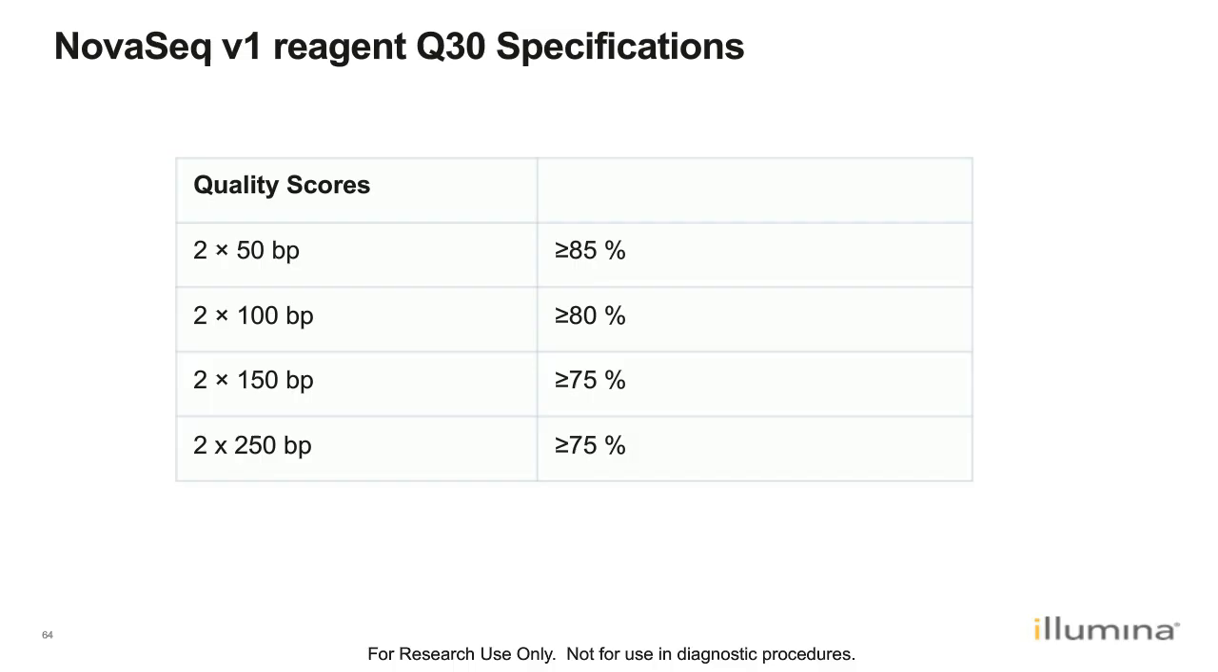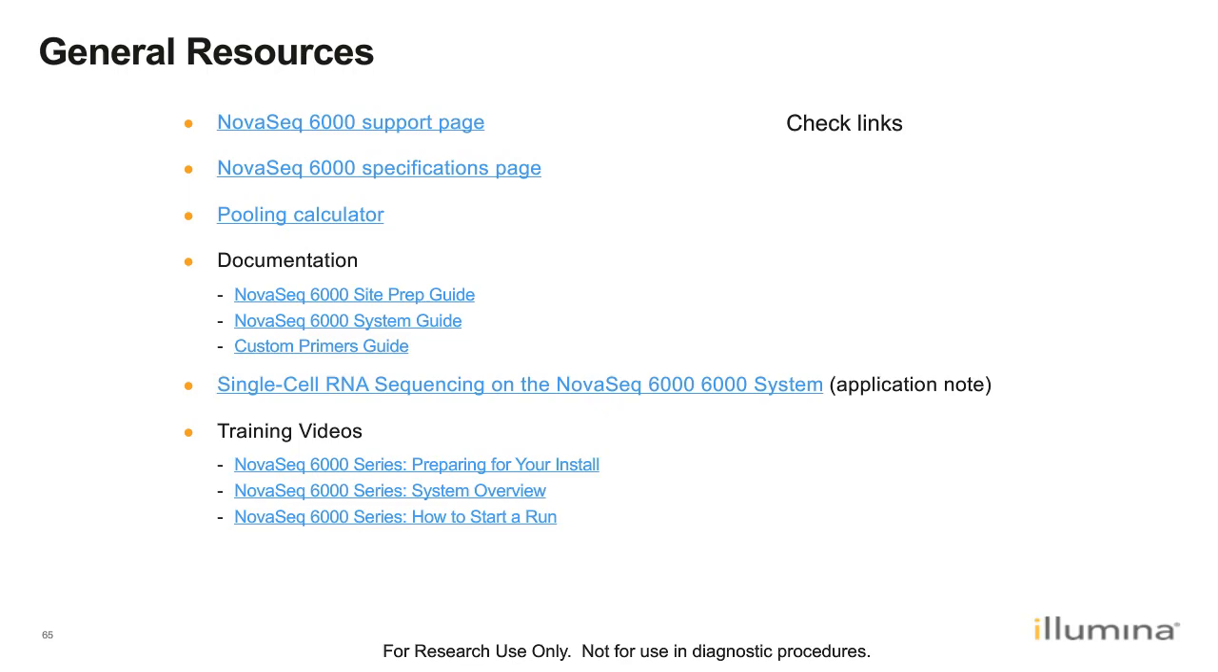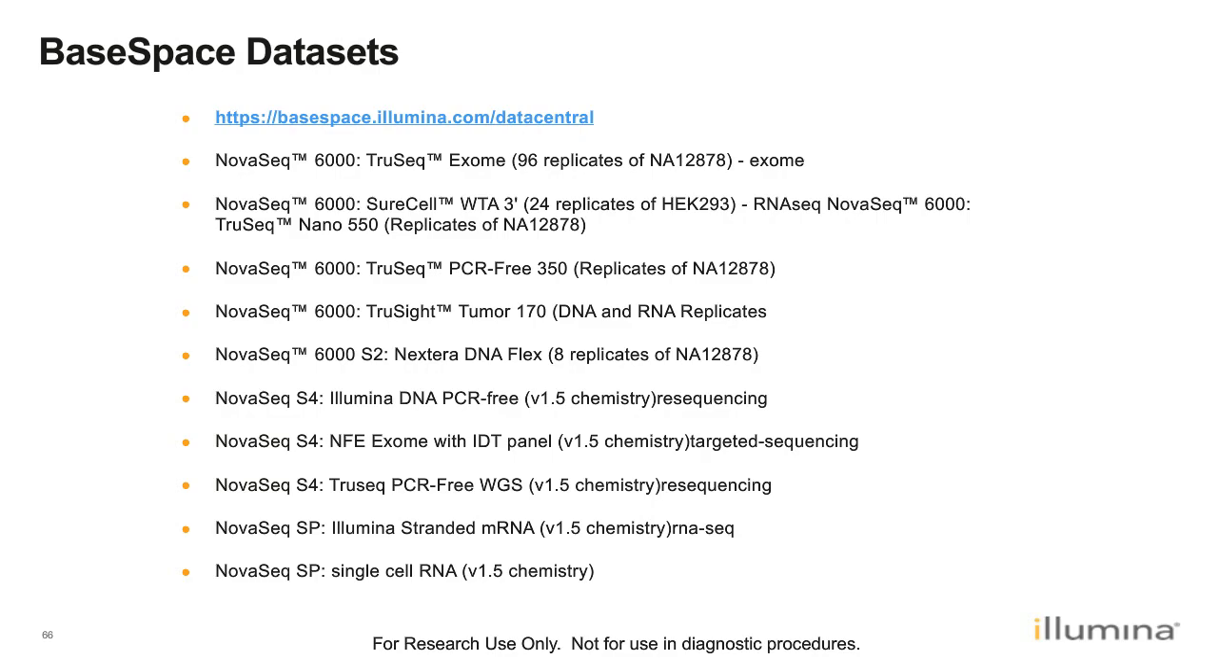So finally, just some resources. At the beginning, we linked the new 1.5 Q30 specifications, but I did want to leave you with the current specifications for V1 reagents. We also have our general resources. Here are some base-based public data sets. I wanted to highlight these because we do have a whole list of new 1.5 reagent data. If your lab is going to be transitioning to those reagents soon, you can see what the data quality and output looks like there.